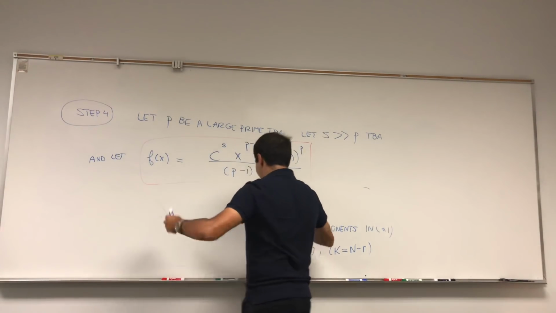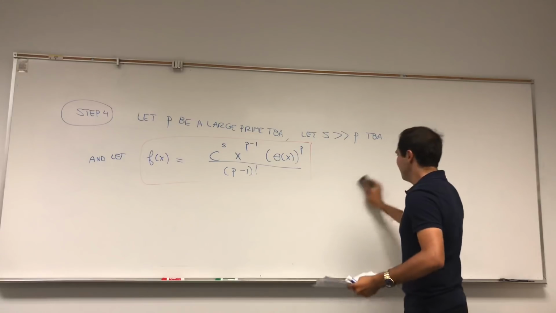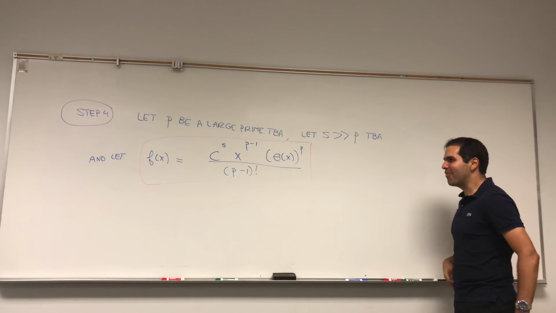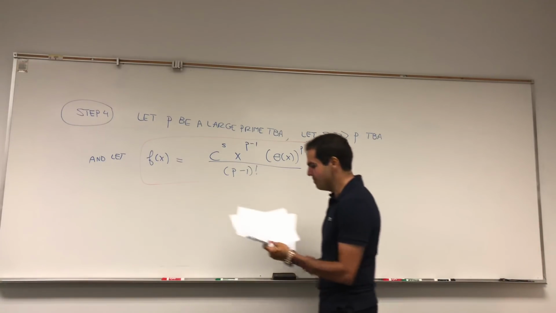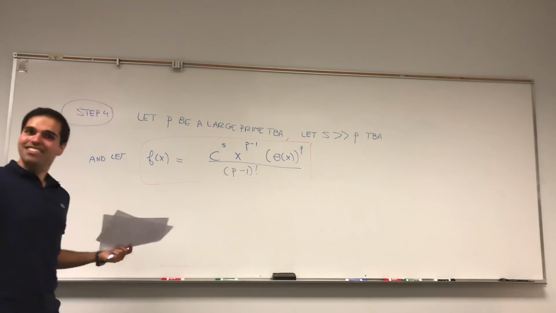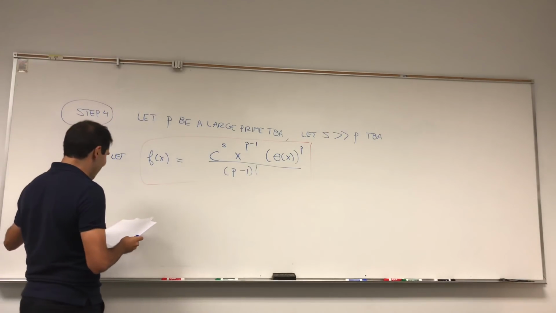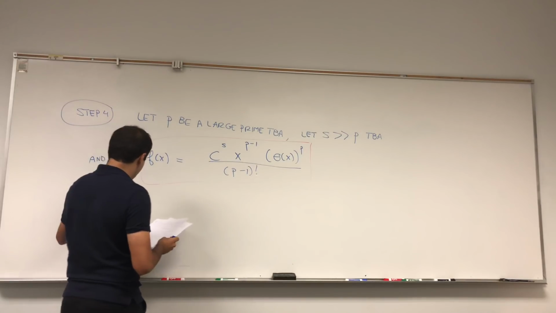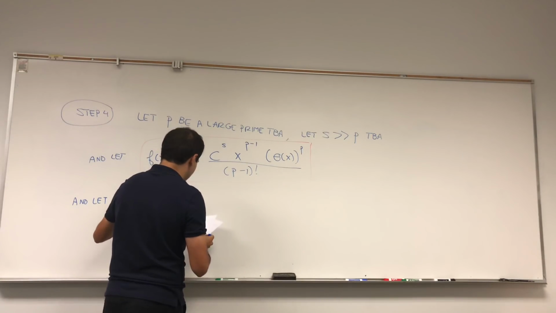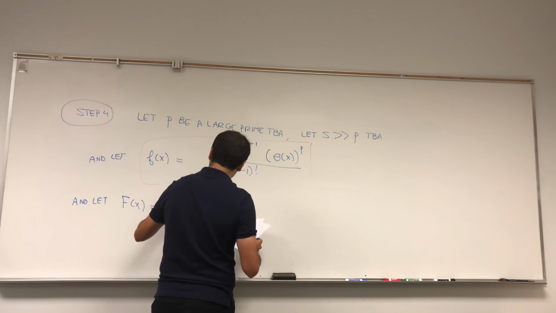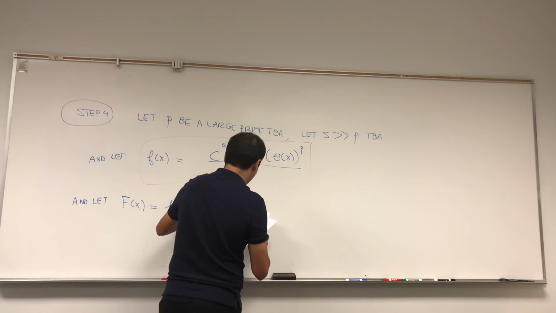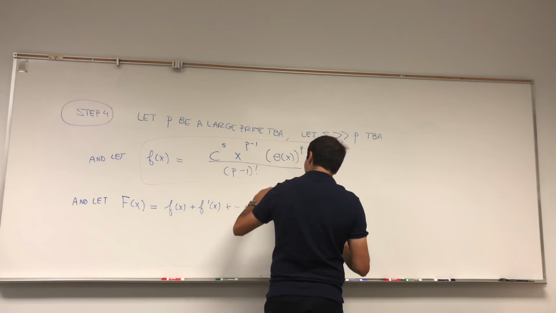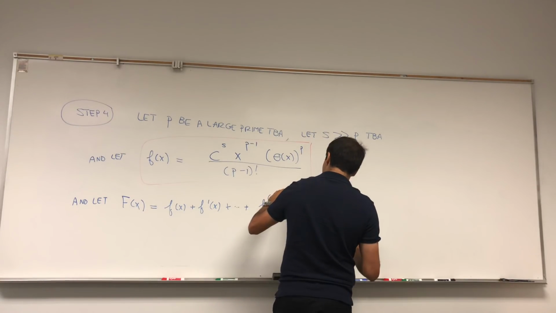So again, this is also a Hurwitz type of argument, but it's not clear how it helps us solve the problem, but it does help us solve the problem. And because the sums of derivatives were so fun, we'll do this again. So let capital F of x be, you take f of x plus f prime of x plus dot dot dot, and you take derivatives up to s plus p plus 1.